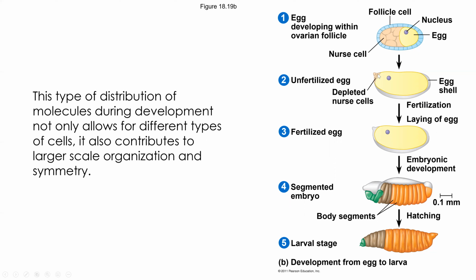Okay, the nurse cells are important for its survival, but not important to this concept. Okay, so then we have fertilization, beautiful union of sperm and egg. Okay, and the egg is laid. From here, it will start to become a larva.